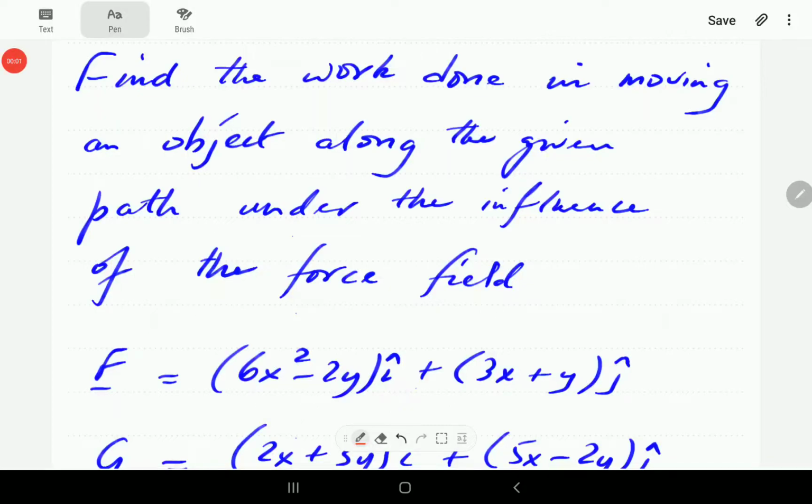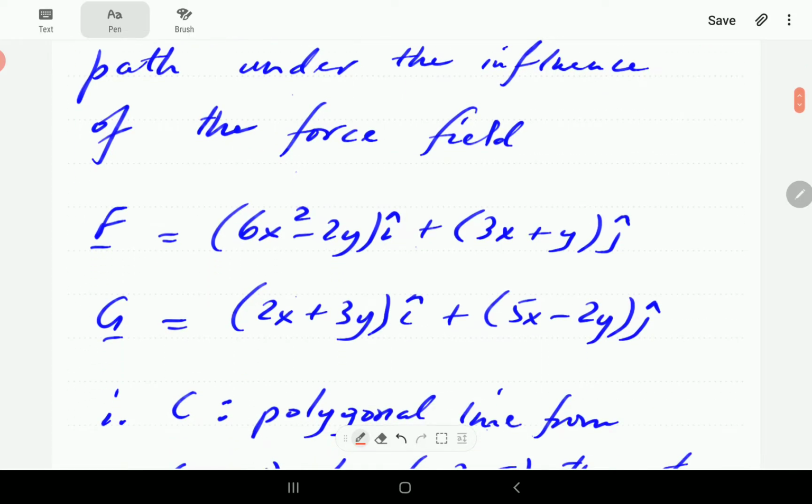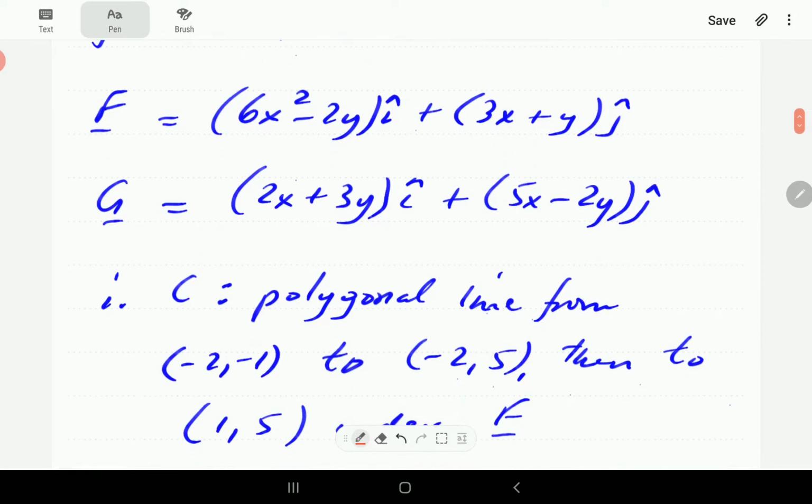Okay, in this video, we're going to show you the basics of how to calculate line integrals for work done along contours. So we are going to find the work done in moving an object along the given path under the influence of a vector field. There are two vector fields given here, F and G.